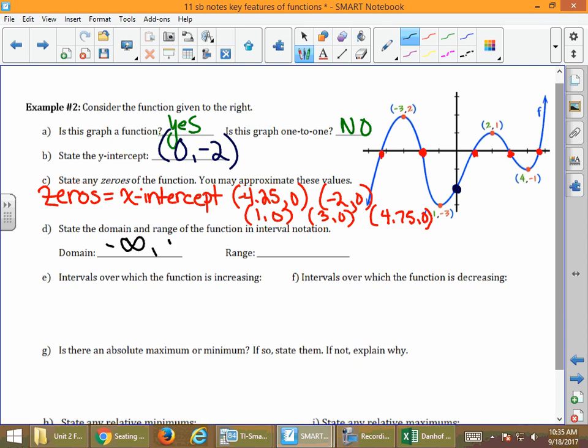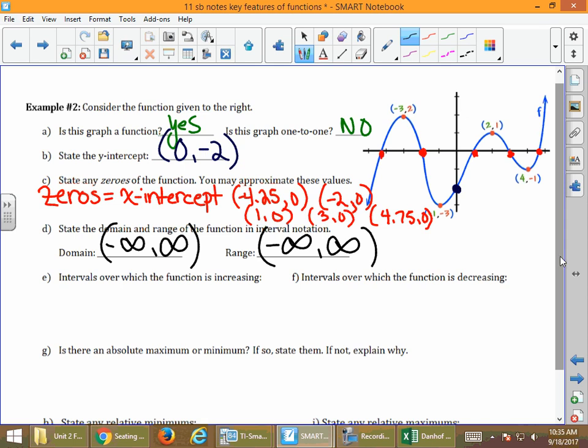Negative infinity to infinity. Which is true. But the range may or may not be. Do we have a high point or a low point in the graph? And in fact, this kind of gives away another question, but do we have an absolute maximum or an absolute minimum on this graph? And we actually don't. And because there's no absolute max or no absolute min, our range is going to be also negative infinity to infinity.